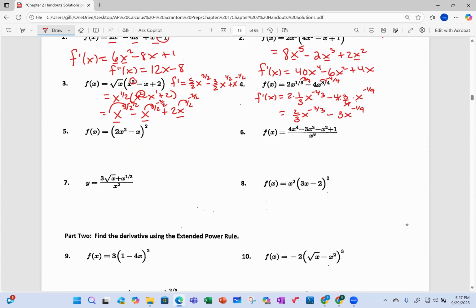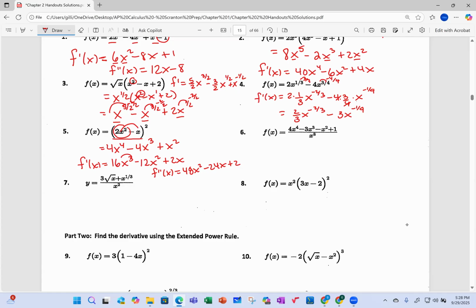In number 5, I need to use algebra first because I'm using the power rule only. So that means I'm going to square this, which is 4x to the 4th, multiply these but double it, so that's minus 4x to the 3rd plus x squared. And f prime of x is going to be equal to 16x to the 3rd minus 12x squared plus 2x. The second derivative of that is pretty easy to fit here. It'd be 48x squared minus 24x plus 2.